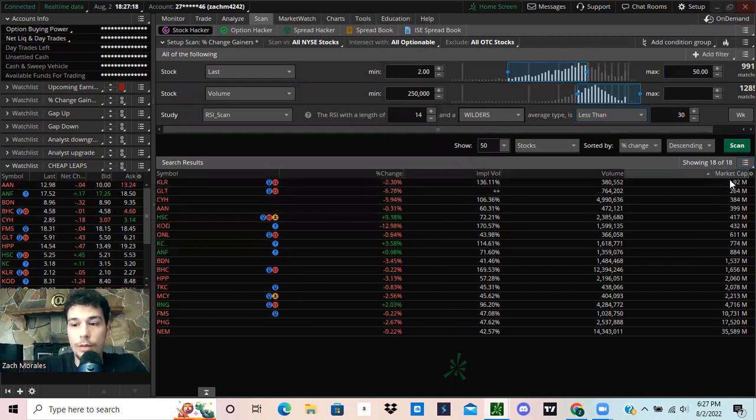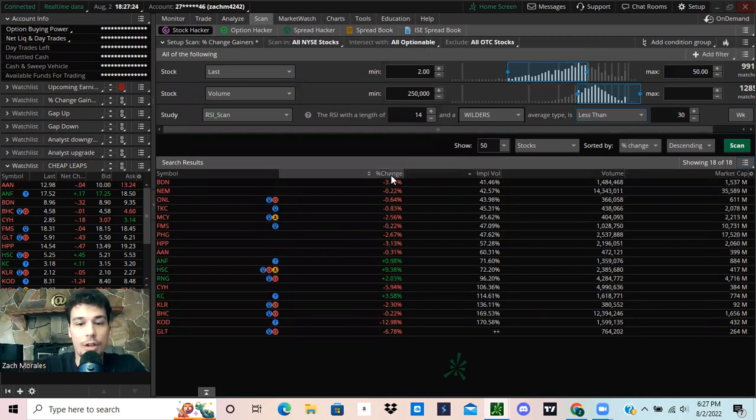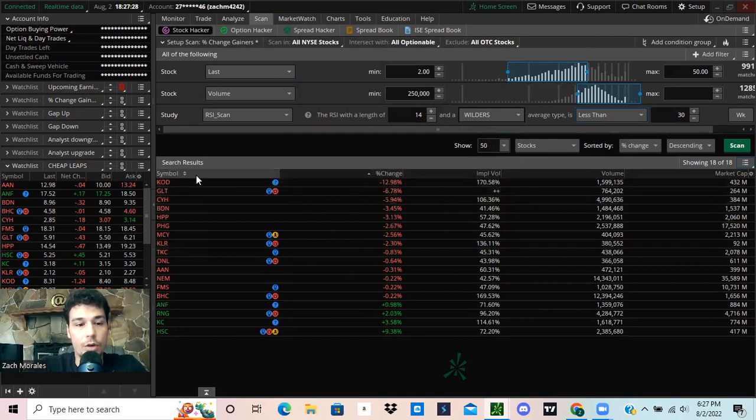You can sort it by market cap. You can sort it by volume, whatever has the most volume, or you can sort it by the implied volatility or the biggest percentage change, however you want to do it. You can sort it by symbol.